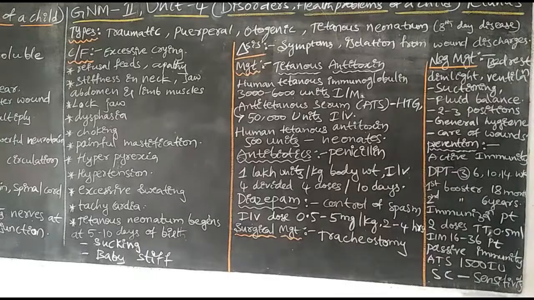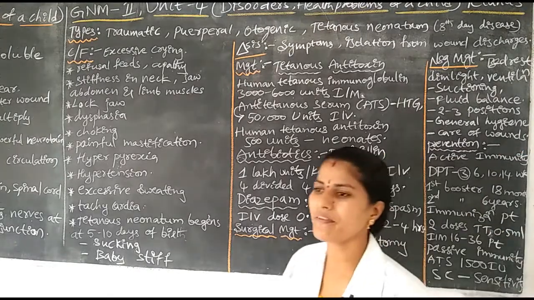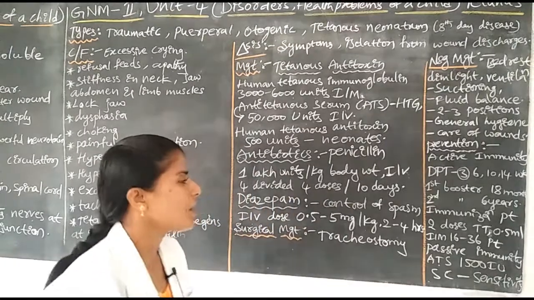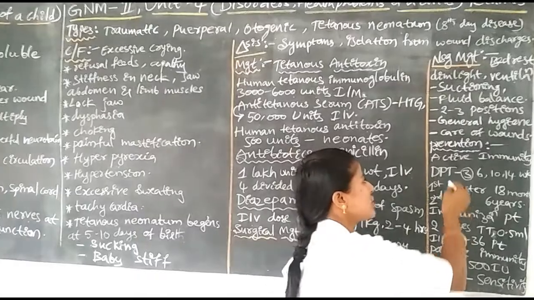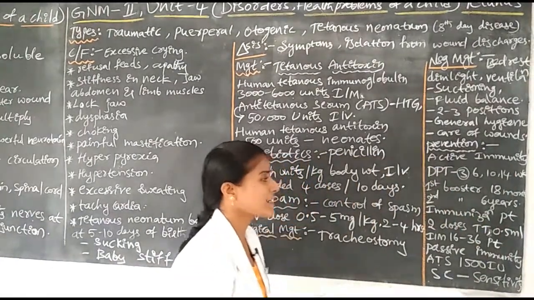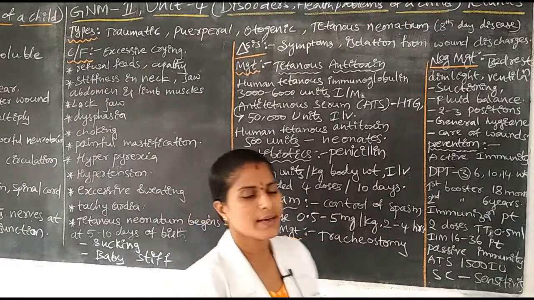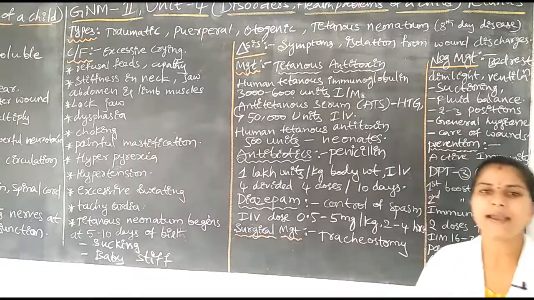Next one is the prevention. Next we are going to discuss prevention. What is the prevention? How we have to prevent is by providing or administering active immunity to the children. Active immunity is nothing but vaccines. By administration of vaccines.